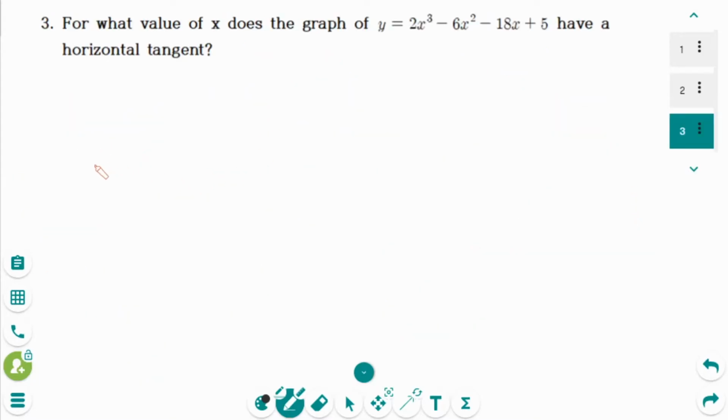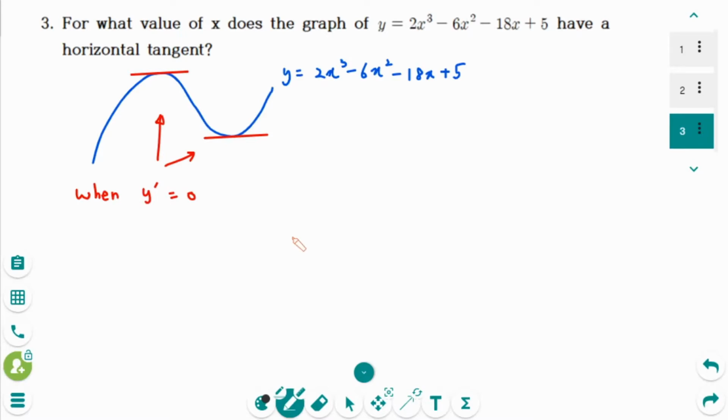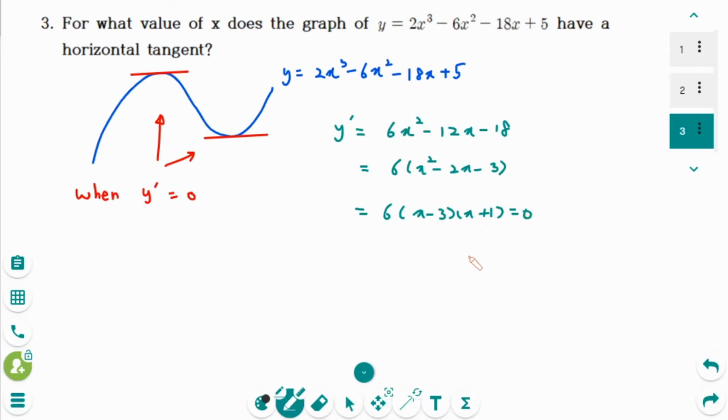Number 3, suppose here is a graph of y equals 2x cubed minus 6x squared minus 18x plus 5. A horizontal tangent occurs when y prime equals 0. So y prime equals 6x squared minus 12x minus 18. Then take out the common factor 6: x squared minus 2x minus 3. Then we can factor (x minus 3)(x plus 1) equals 0 when x equals 3 or minus 1.